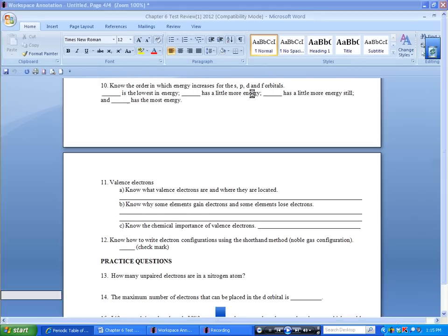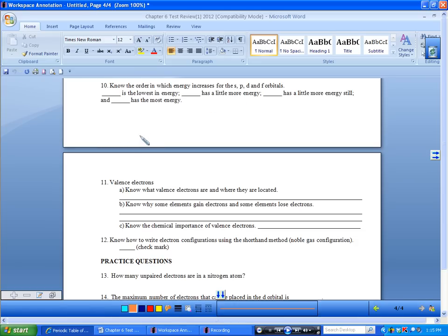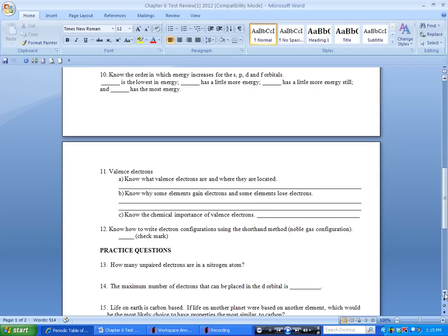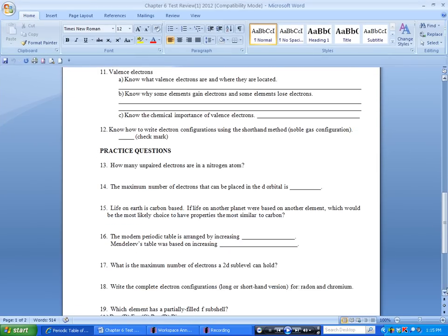All right. It says to know the order in which energy increases for the s, p, d, and f orbitals. So s is always the lowest. P has a little bit more. D has more still, and F has the highest amount of energy. Valence electrons, know what they are and where they're located. Well, let's see if we can figure that out. And I think we can.